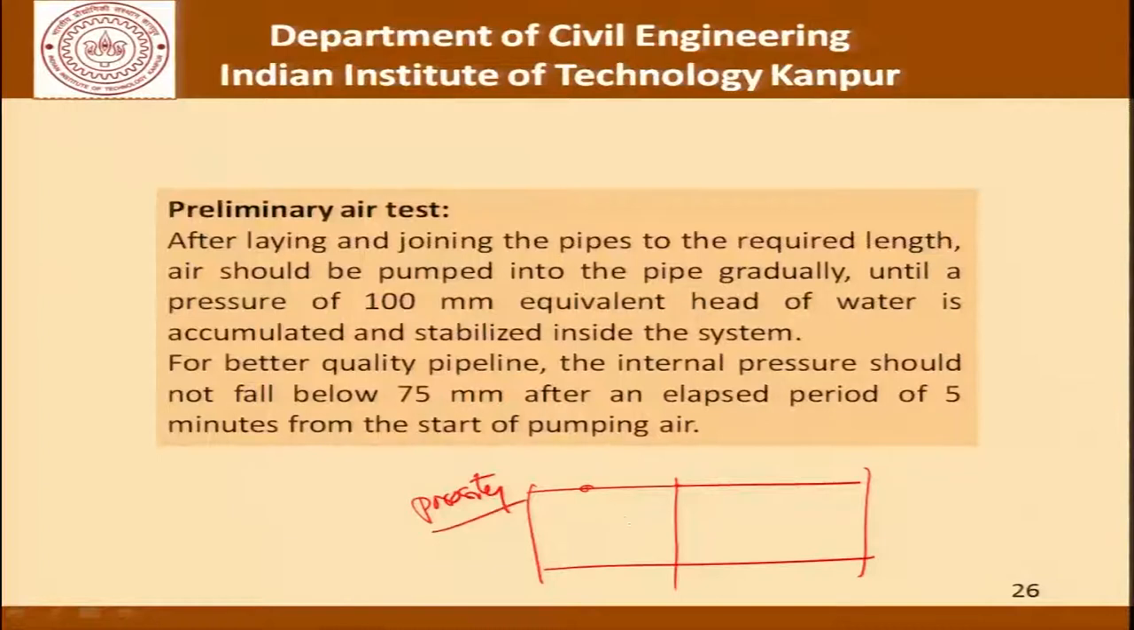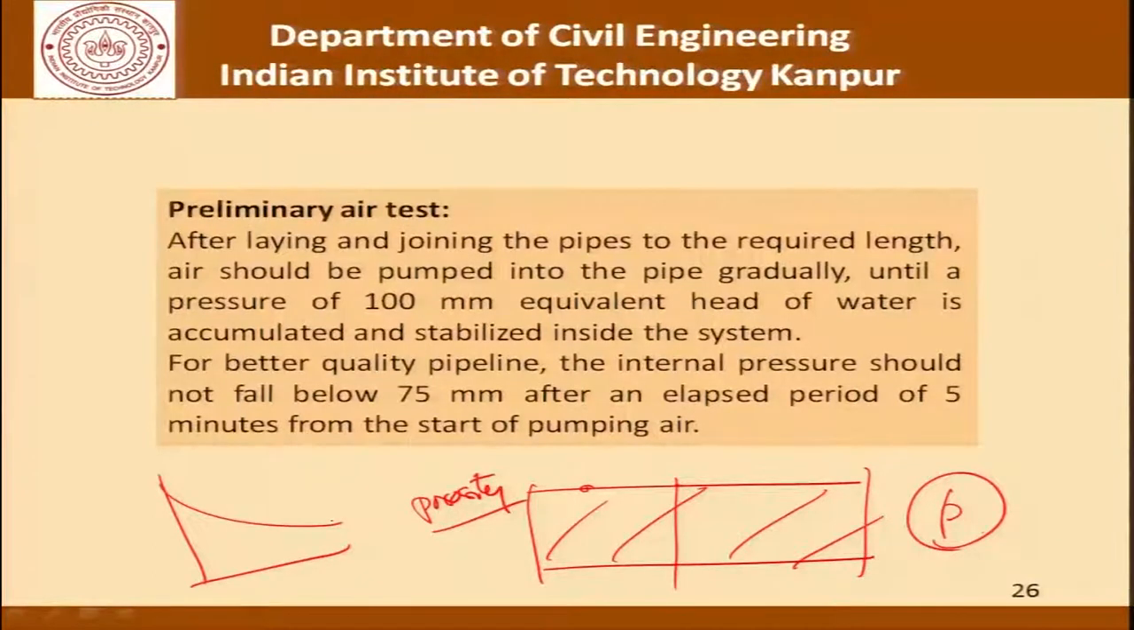So, if we pressurize this system to a pressure P, over a period of time this pressure will fall. Now what is being said is that within this 5 minute period which is being talked of here, the drop in pressure should not be more than a certain number. Now, what that number is, whether this should be 5 minutes or 10 minutes, what should be the allowed drop in pressure, that is something which one can decide depending upon the criticality of the pipelines, the nature of the pipeline, and so on and so forth.